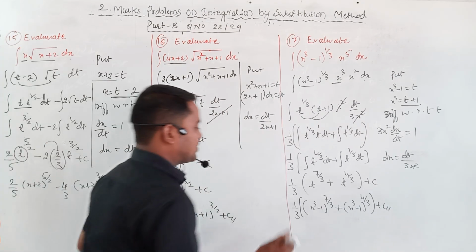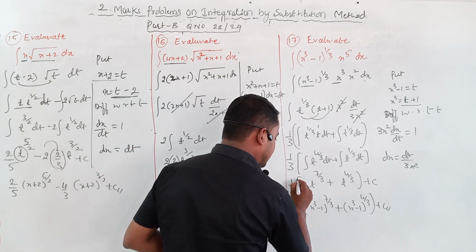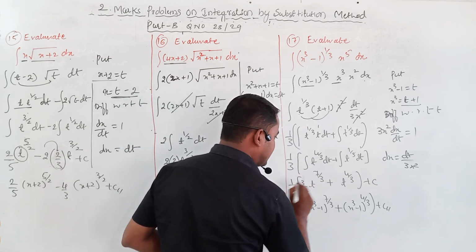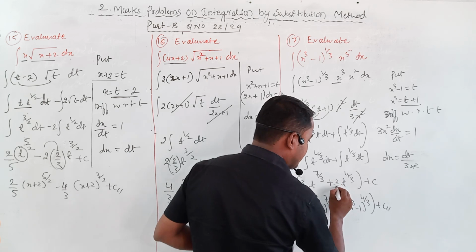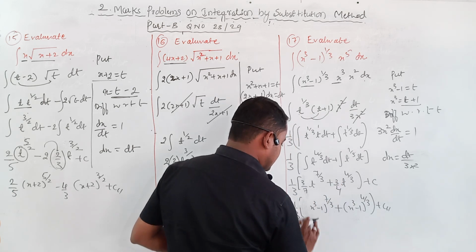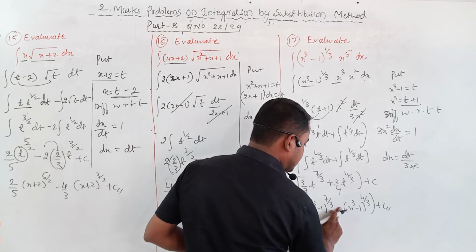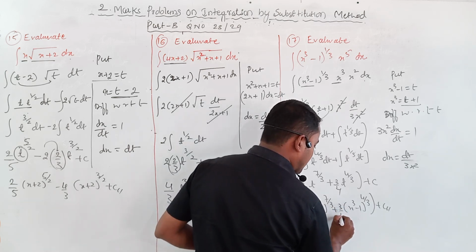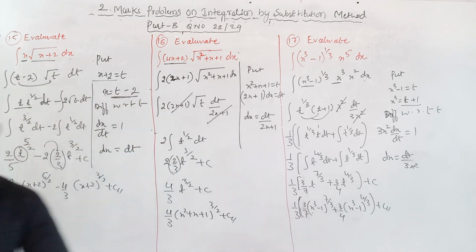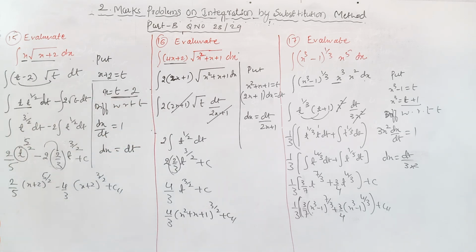Correction here: its reciprocal is what? 3/7 here, right? 3/7, I forgot to write, and this is what? 3/4. This is 3/7, and this one is 3/4. Make it correction. Yes, make it correction.